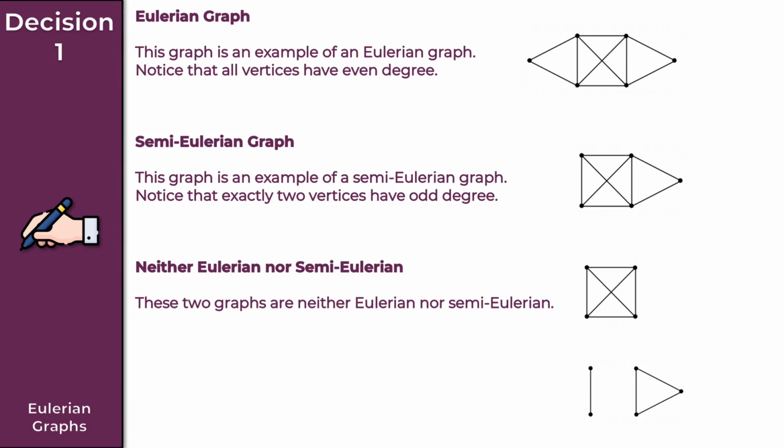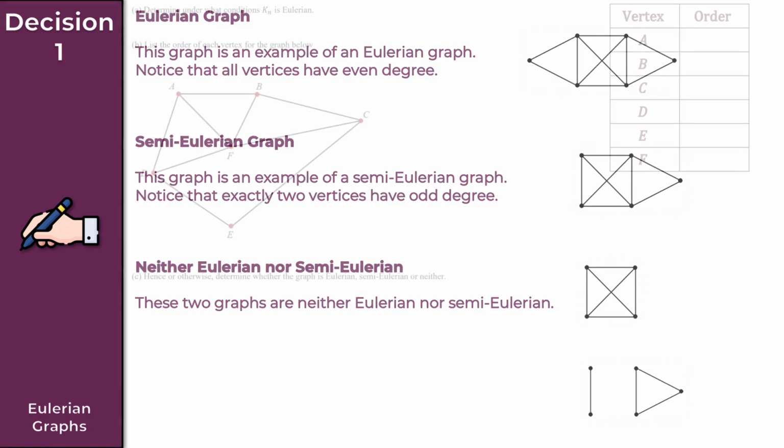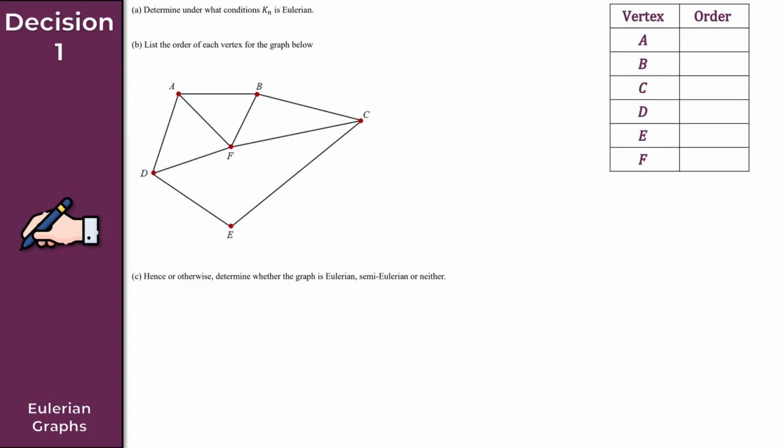Let's work through a practice question together. For the first part of this question, part A, all we want to do is determine under what conditions Kn is Eulerian. Don't forget, Kn is a complete graph with n vertices. So K3 is a complete graph with 3 vertices, K5 is a complete graph with 5 vertices, and so on. We need to think about what conditions will make Kn Eulerian.